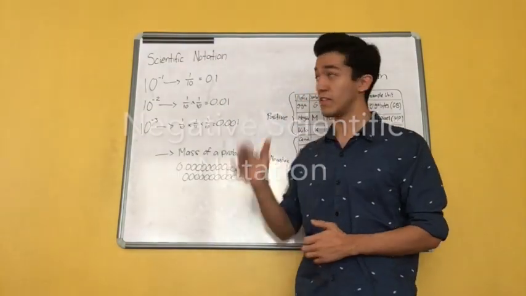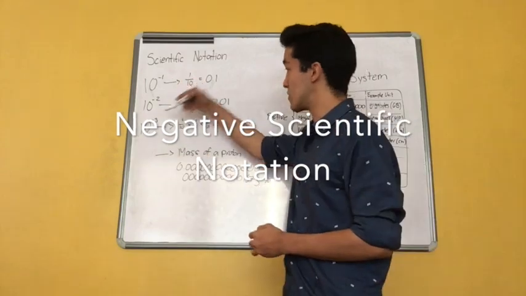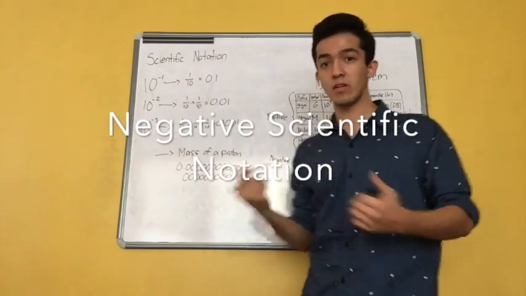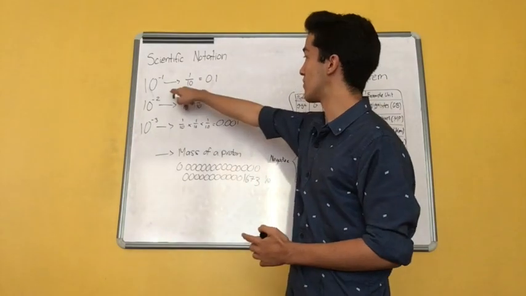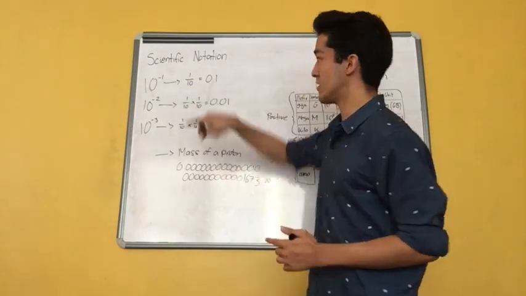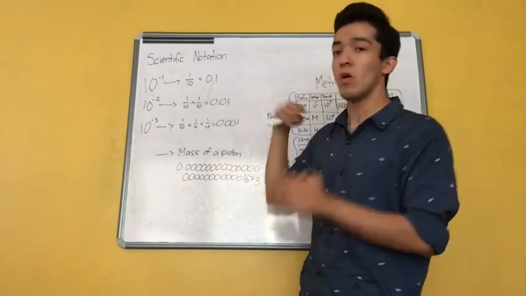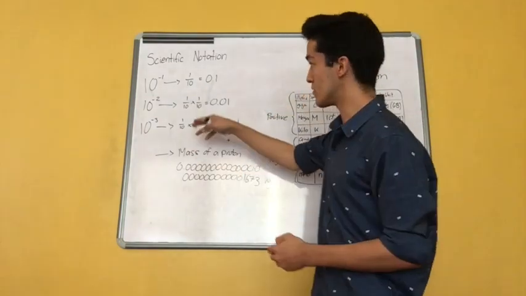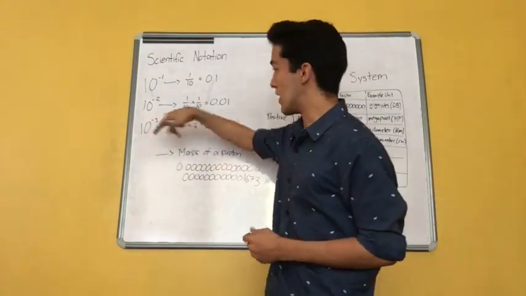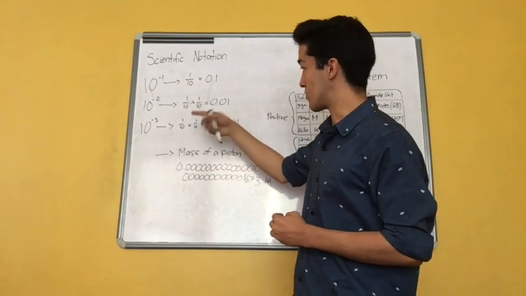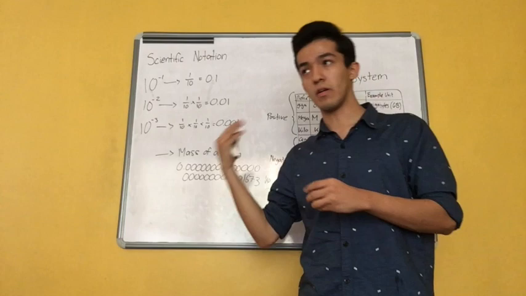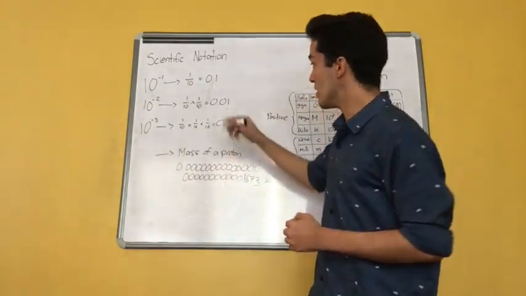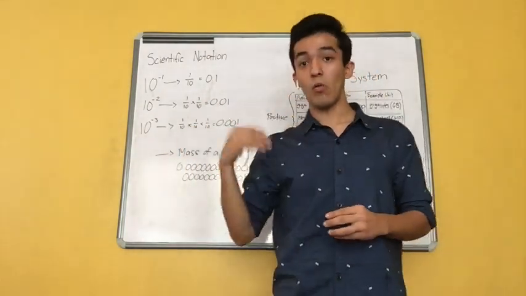On the other hand, in the negative way, we have 10 to the minus 1. This will give us, instead of a multiplication, a division. So we have to do 1 over 10. This gives us an equal of 0.1. So in the negative, 10 to the minus 2, we have to multiply 1 over 10 times 1 over 10. This will give us 0.01.